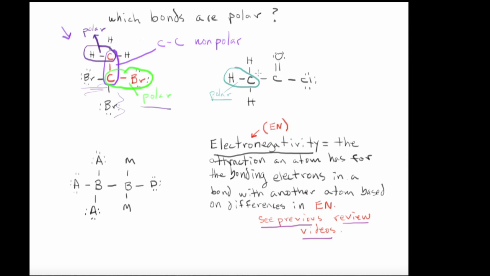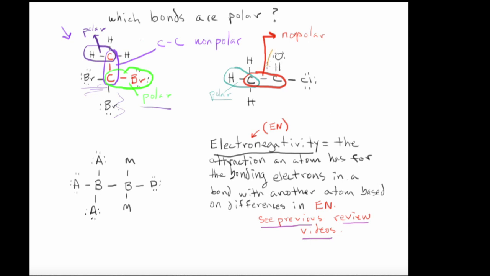All right, then we have in here, let me brighten this up a little bit, the CC bond. Both the C's are identical, and based on that criteria alone, we would call this bond nonpolar, because both of the atoms that are sharing these electrons are the same. Let's change the color again.